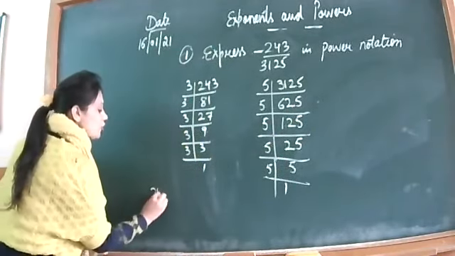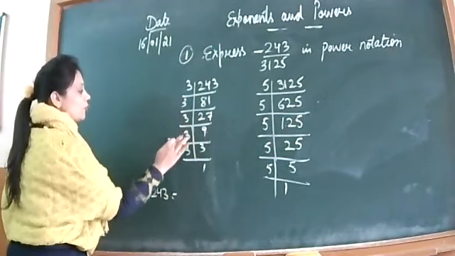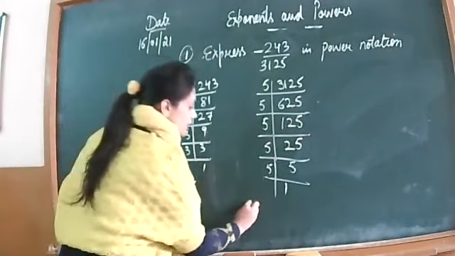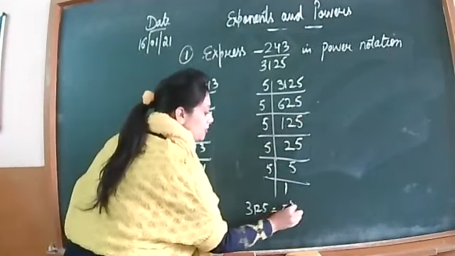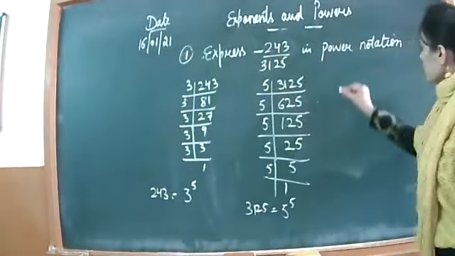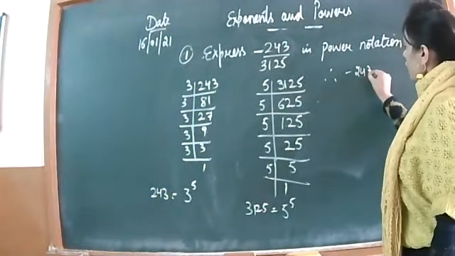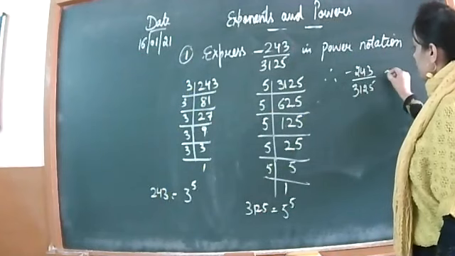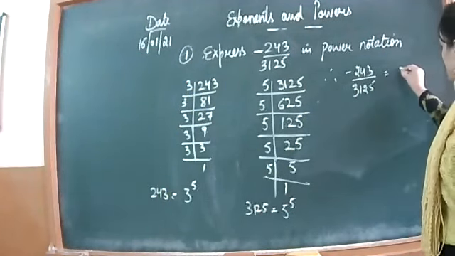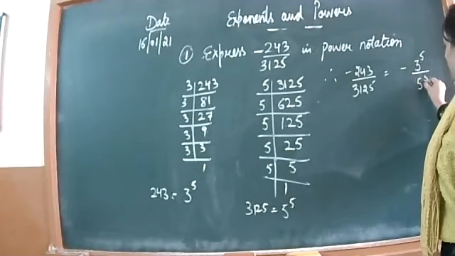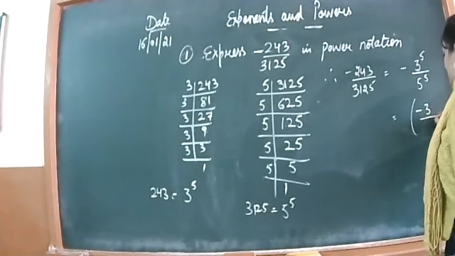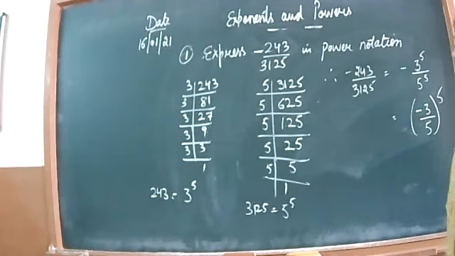Now 243 can be written as 3 raised to power 5, and 3125 can be written as 5 raised to power 5. So therefore, -243/3125 can be expressed as -3 power 5 over 5 power 5. We can write it as (-3/5) whole power 5. Now this we have represented in the form of power.